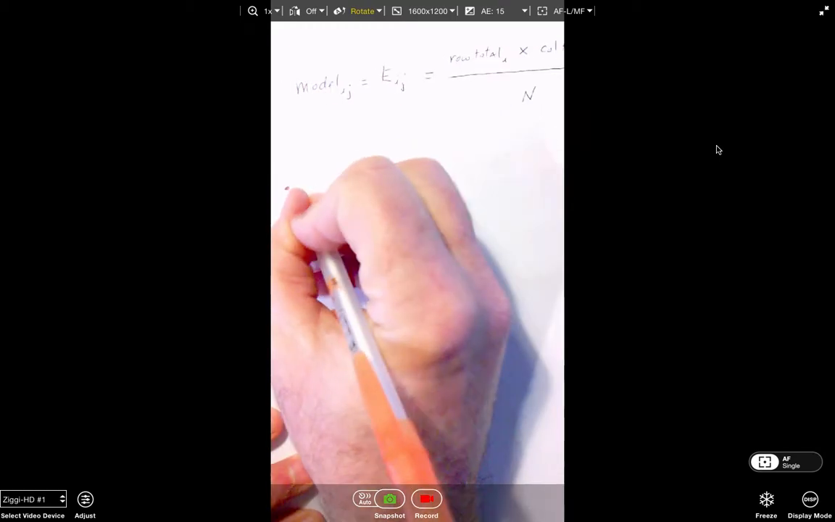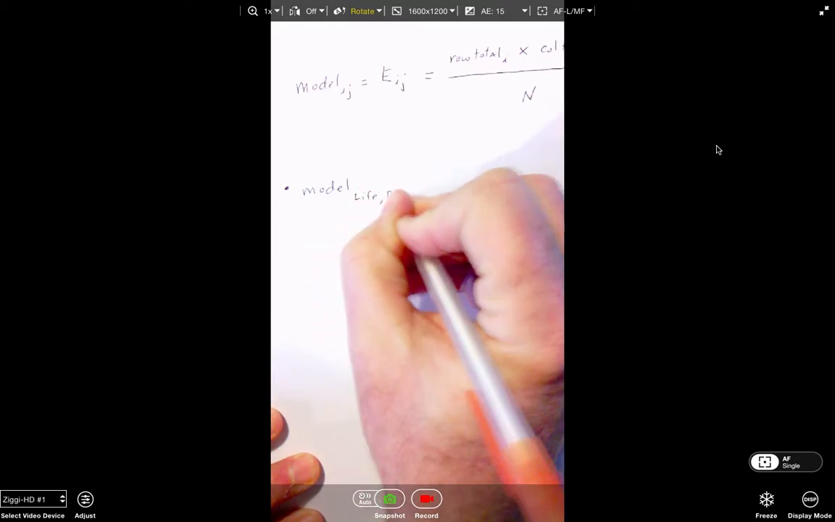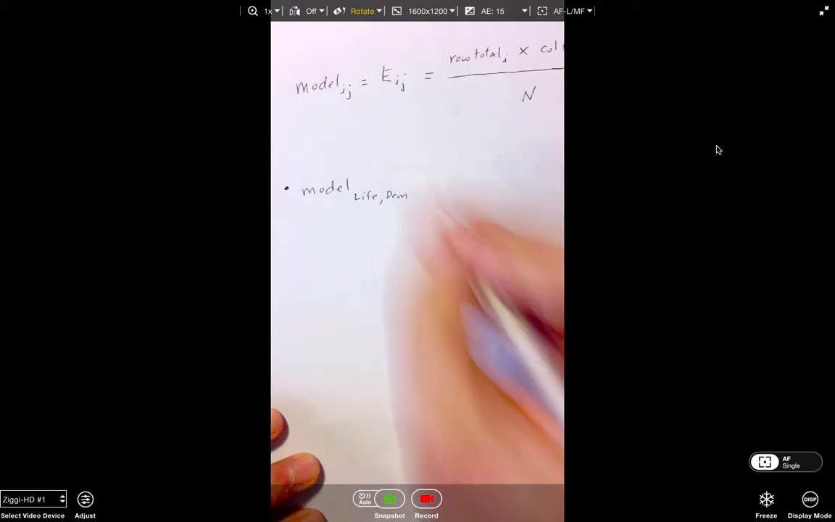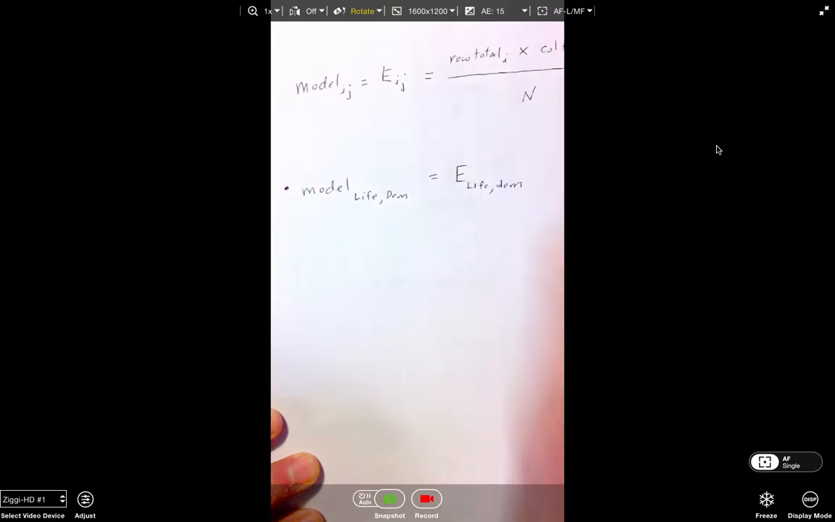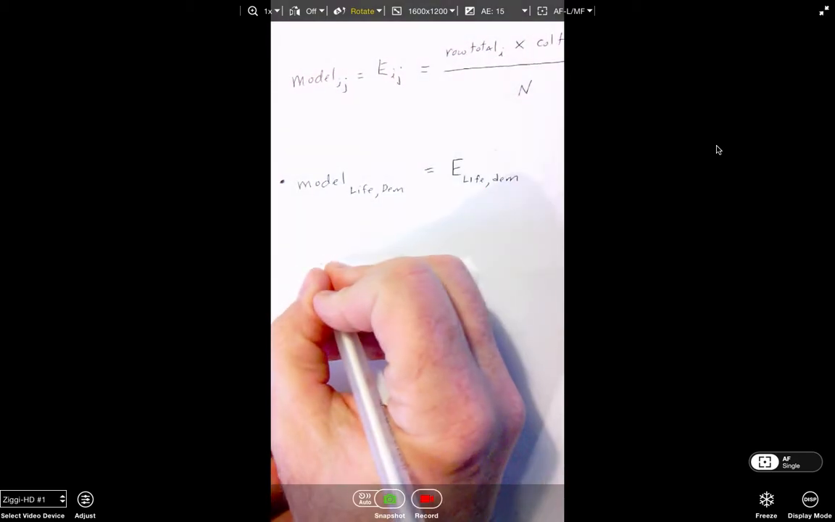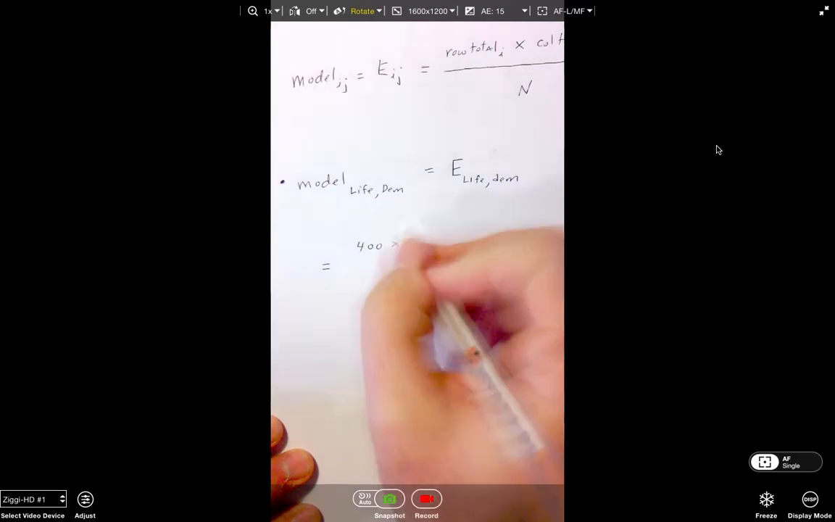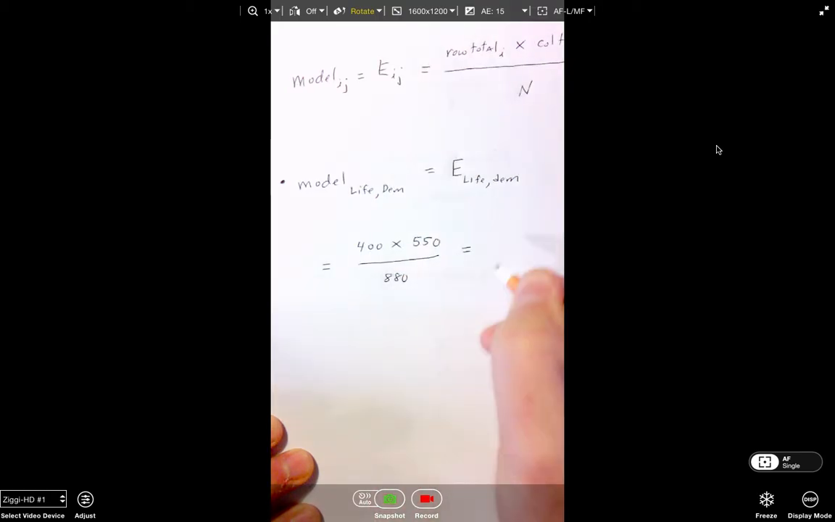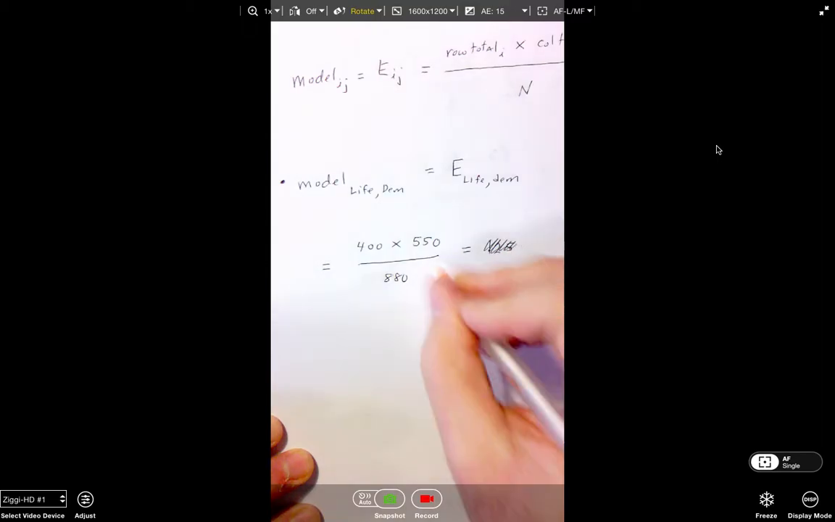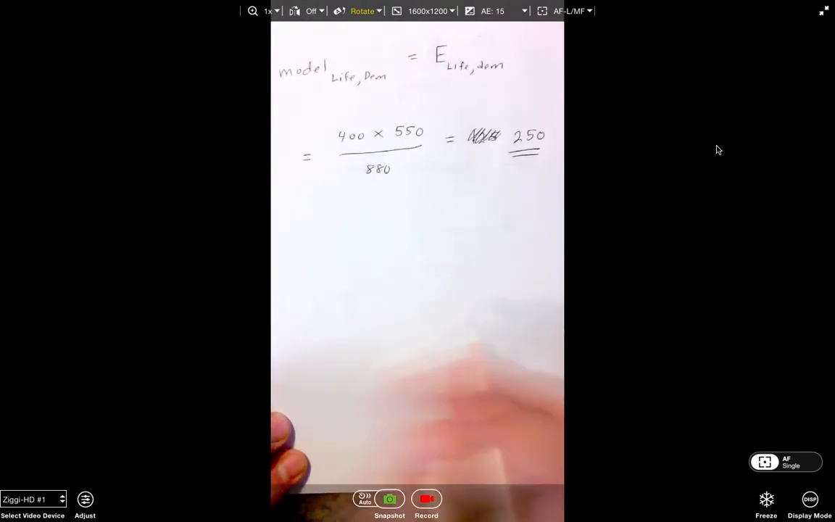So guys, to create the model for pro-life Democrat, which would be the same thing as creating the expected value for the first row, first column, what we would do is take the first row column total. So we have 400 in pro-life. We have 550 Democrats divided by 880. And guys, by my mental arithmetic, that would be equal to 250. All right, guys, so at the end of the day, I just went ahead and did this.